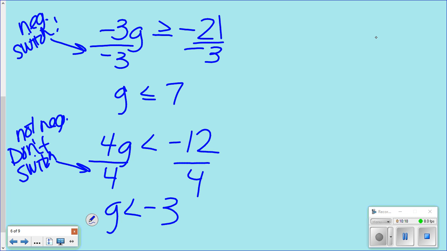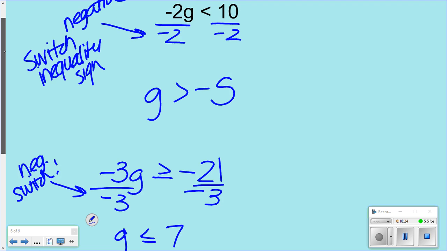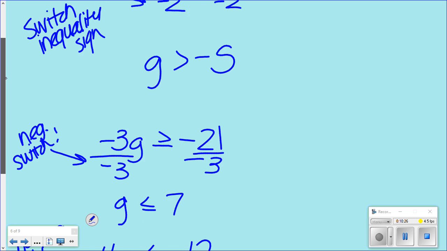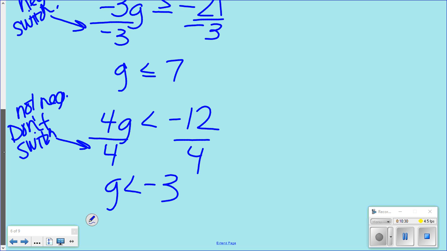So you're switching when the number with the variable is negative, that's when I switch the sign. If the number with the variable is not negative, I do not switch the sign. This number right here absolutely does not matter. Okay? Now let's do one with division, because with division you also use it there.